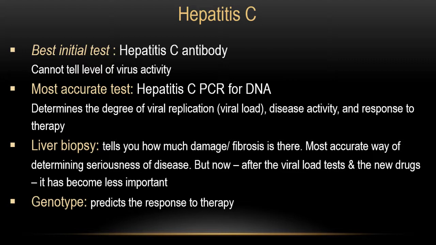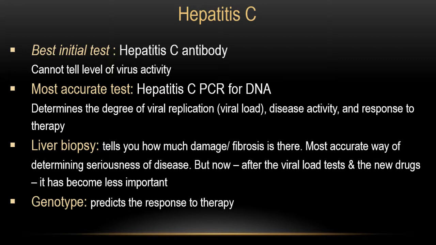If you want to know the level of the virus activity, the most accurate test is going to be hepatitis C PCR for DNA. You are going to detect the viral load in this patient. Liver biopsy will tell you how much damage or fibrosis you have in your liver.